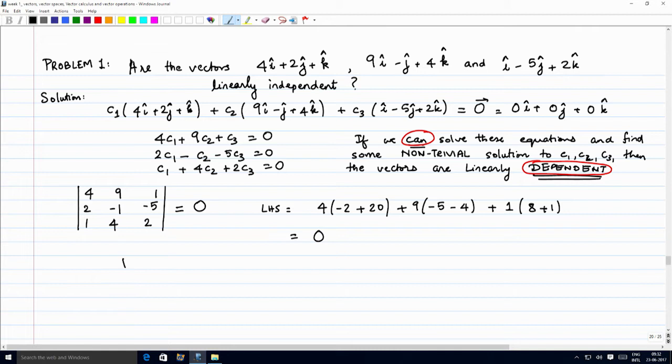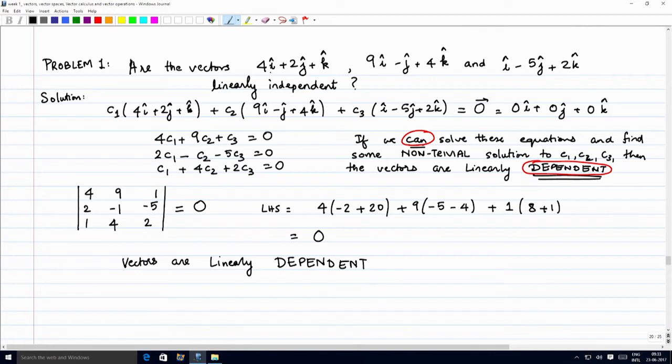Therefore, you conclude that the vectors are linearly dependent. This is very interesting, because what we saw is that if you just take the vectors as they are, take each of the components and make a determinant with them, and check whether it is 0, it immediately tells you whether they are linearly dependent or not.